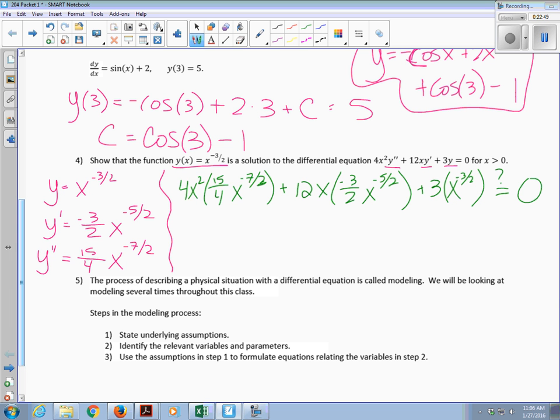So now you just do a little algebra simplification. So these 4's cancel. And I have 15. What's x squared times x to the negative 7/2? Oh, no. When you have like bases, you add the exponents. X to the negative 3/2. Right? The 2 is 4/2. 4/2 plus negative 7/2, negative 3/2. All right, now negative 3/2 times 12 is negative 18.